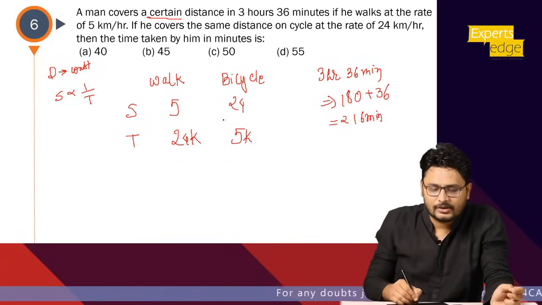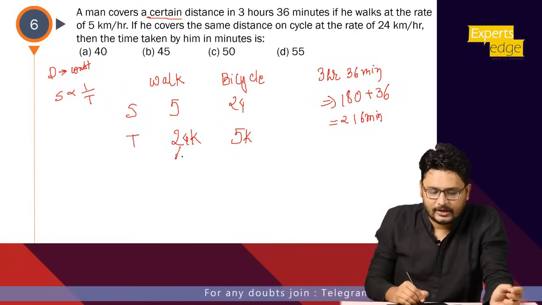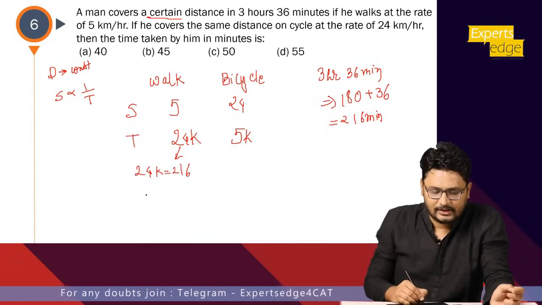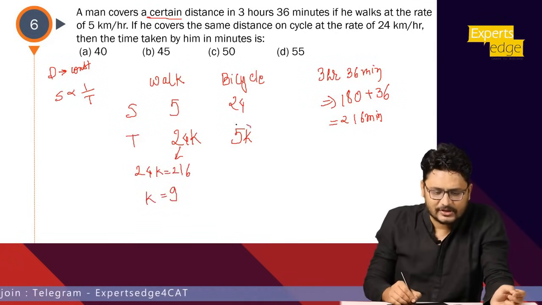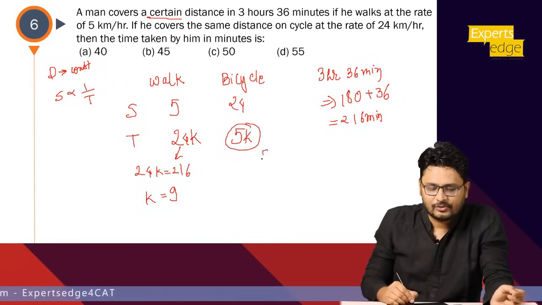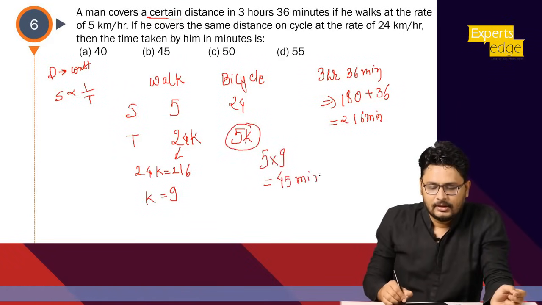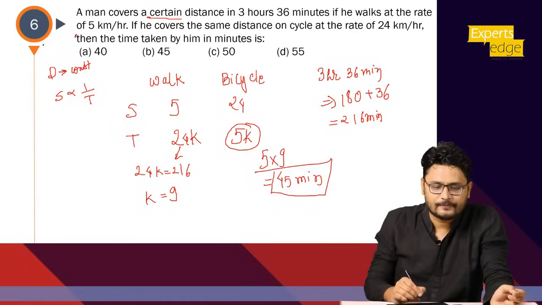So with what should I equate it? It is nothing but walking. So basically 24k should be equal to 216. So I'll get k here as 9. So for the bicycle, how much time will he take? 5k, that is 5 into 9. So 45 minutes has to be the answer of this question. Okay, so second option. Now let's move to the next question.